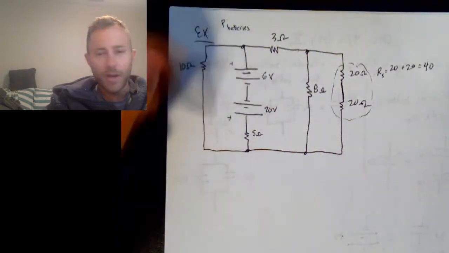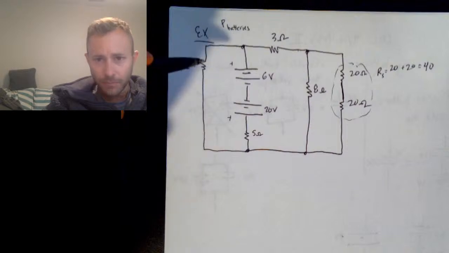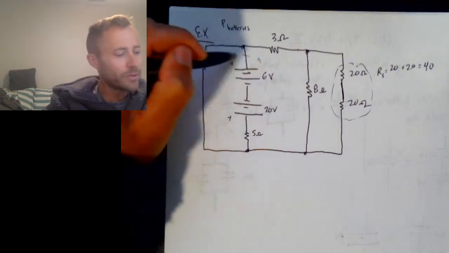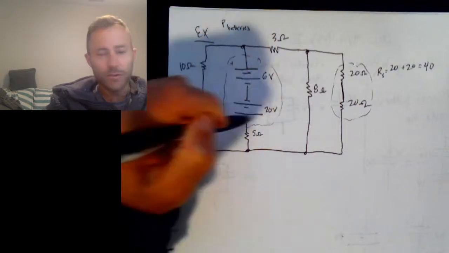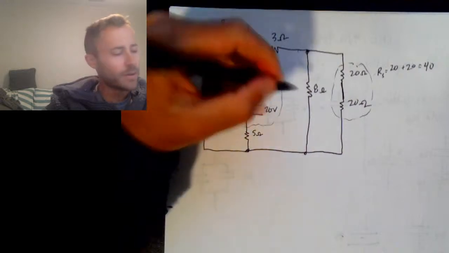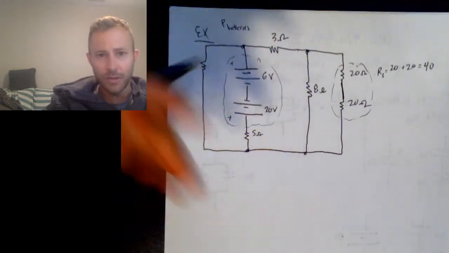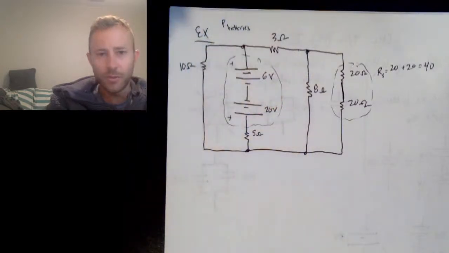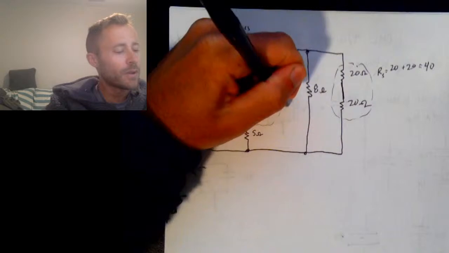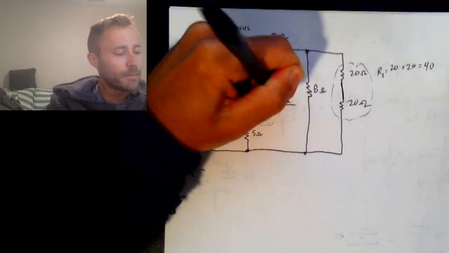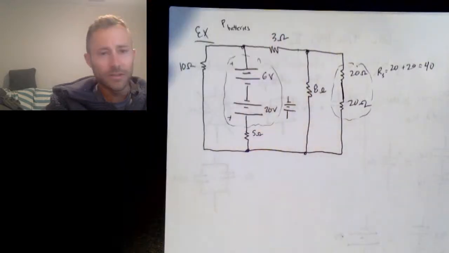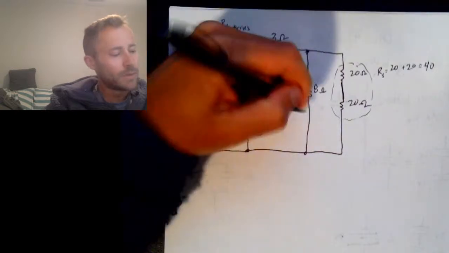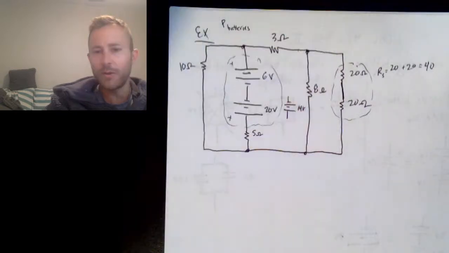Then I have my batteries. They are also in series, so they're going to combine. The 20 volt is bigger, and they're pointed in opposite directions, so they're going to subtract in voltage. So this is a stupid circuit designer. I designed the circuit. Oh no. So that's going to be 14 volts going that way.